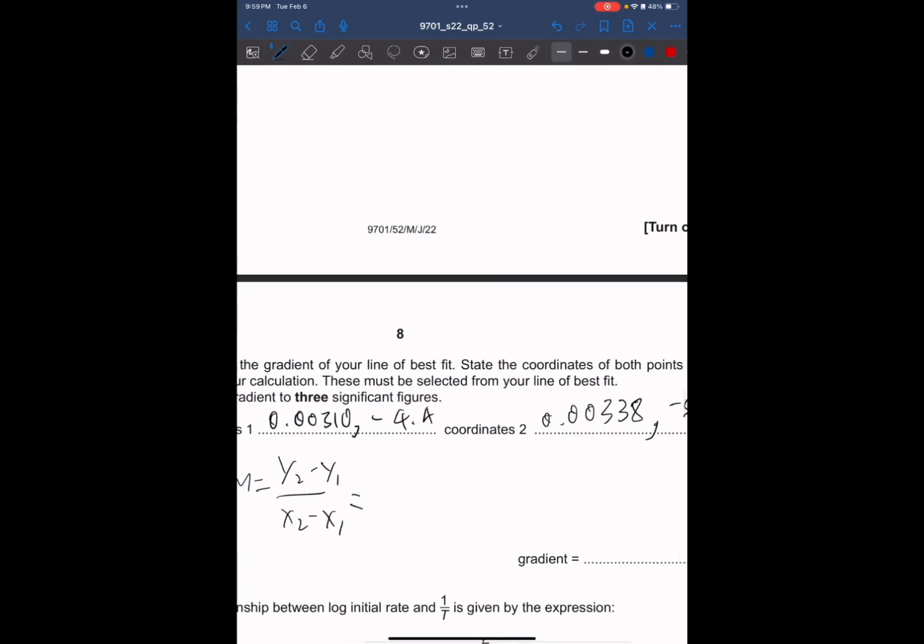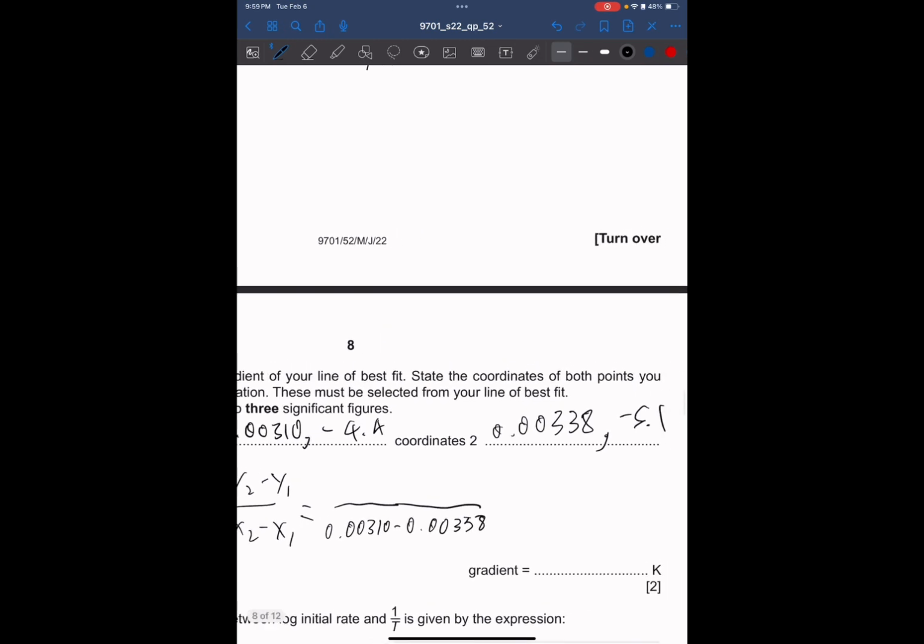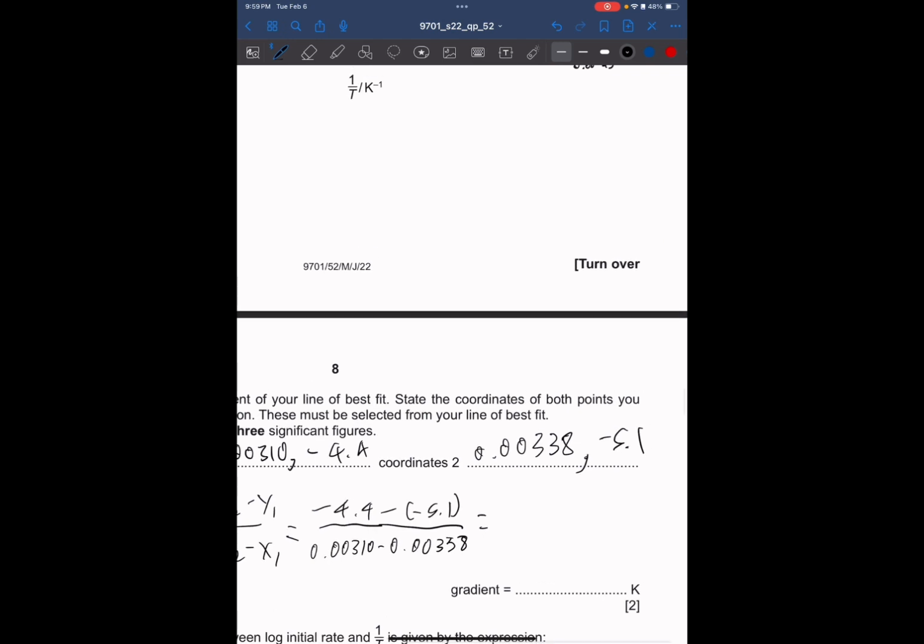So the formula for gradient is as follows: 0.00310 minus 0.00338, over minus 4.4 minus 5.1. So our gradient, if we plug it into the calculator, is going to be... oh wow, I'm getting a very high gradient. I got negative 2,500. That's on the dot, by the way, exactly negative 2,500.